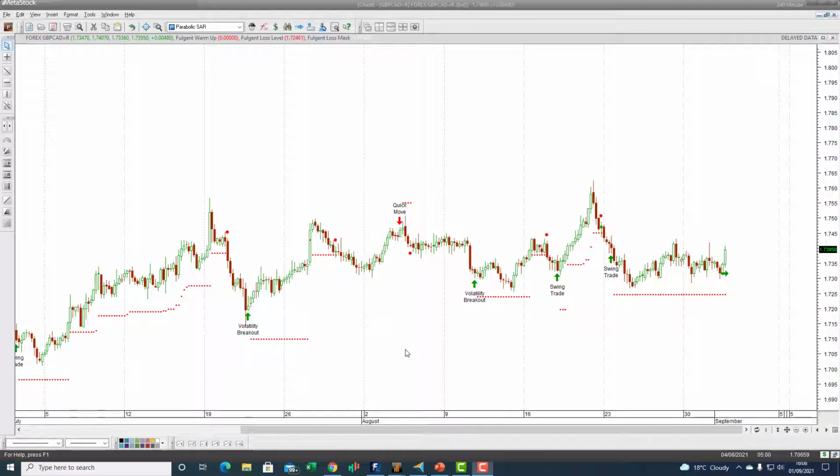Fantastic swing trade on the GBP CAD position. You've got a very wide stop loss, still in a long. You can see the previous swing trade also captured a nice move there. The volatility breakout captured a nice move there. Almost every other day you've got a trade generated by the AI on a 4-hour chart basis.